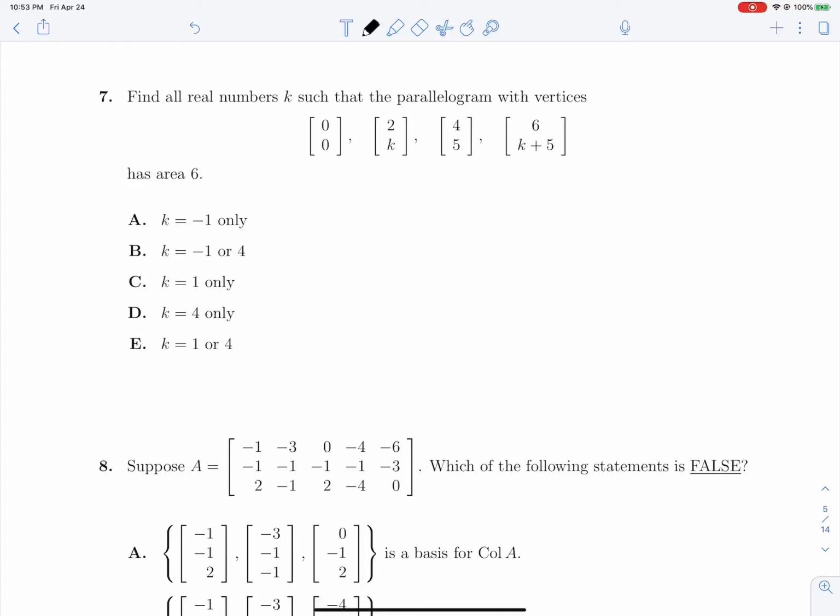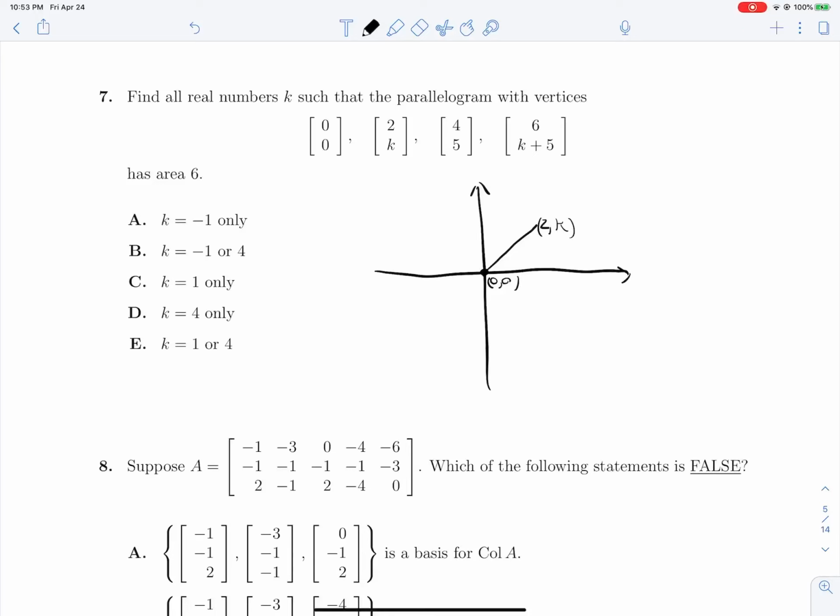7, let's find all real numbers k such that the parallelogram with these vertices has area 6. This is a little bit of a scary question, but if we graph it, we should be fine, because the minute you hear parallelogram, you should be thinking determinant. So we get (0, 0). We get (2k, ...) up here. Then what else?